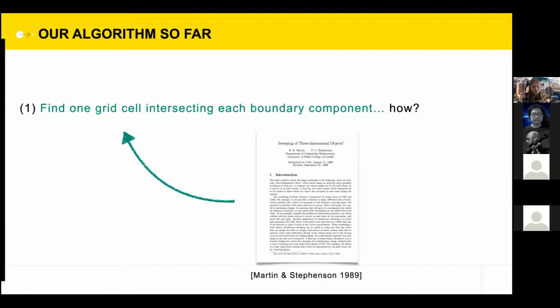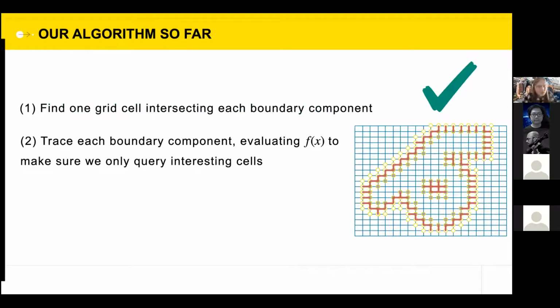So for example, we could cite Martin and Stevenson as a work from the late 80s that looks into these properties and shows how to compute grid cells that intersect each boundary component. Okay, so now we have a valid algorithm. We know how to do both of these steps, but not really, right?